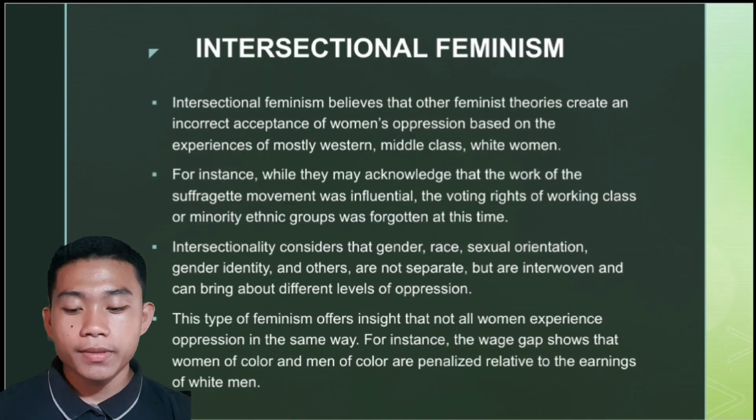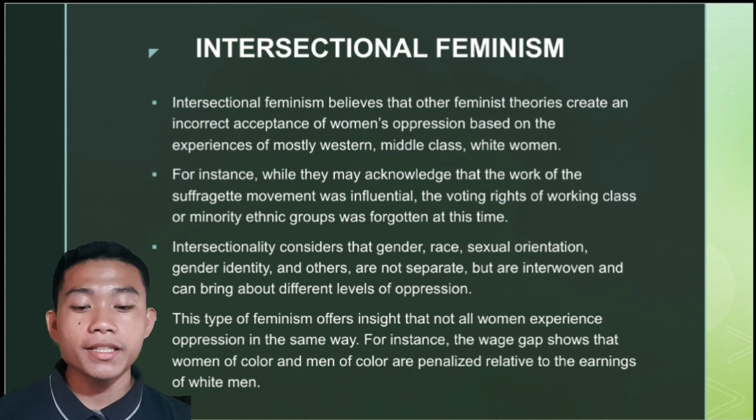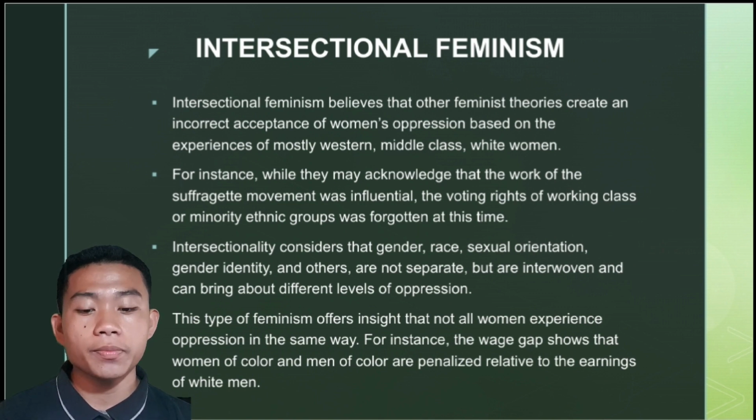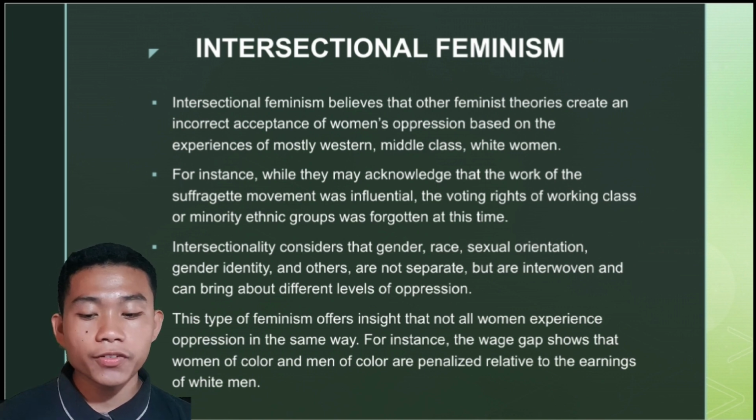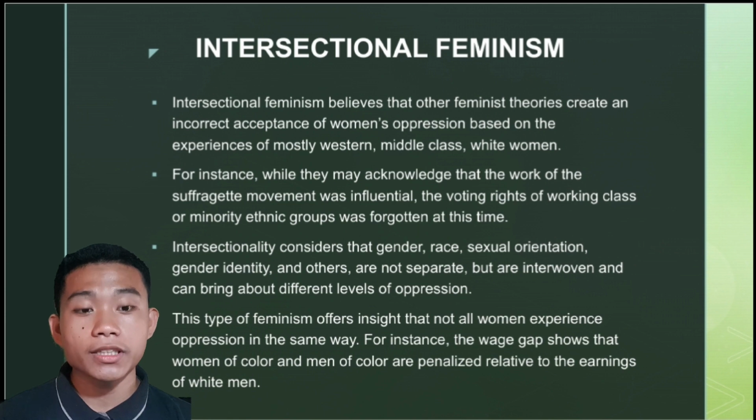Intersectional feminism. Intersectional feminism believes that other feminist theories create an incorrect acceptance of women's oppression based on the experiences of mostly Western, middle class, and white women. For instance, while they may acknowledge that the work of the suffragette movement was influential, the voting rights of working class or minority ethnic groups were forgotten at this time.